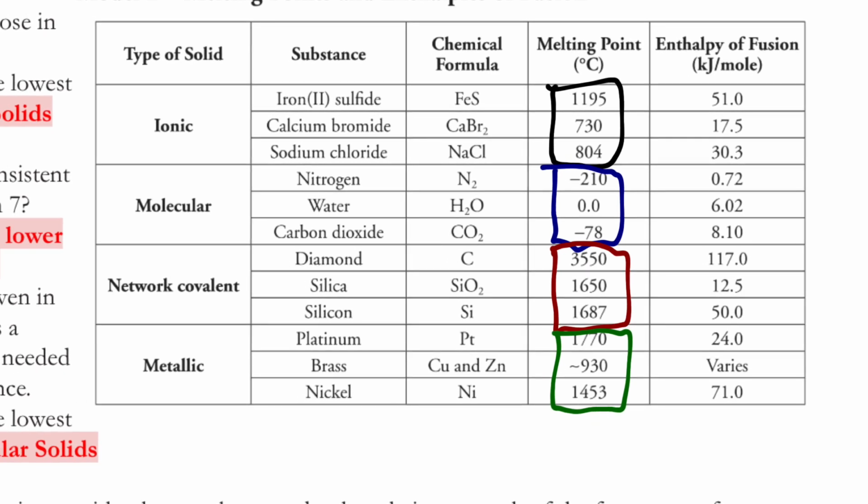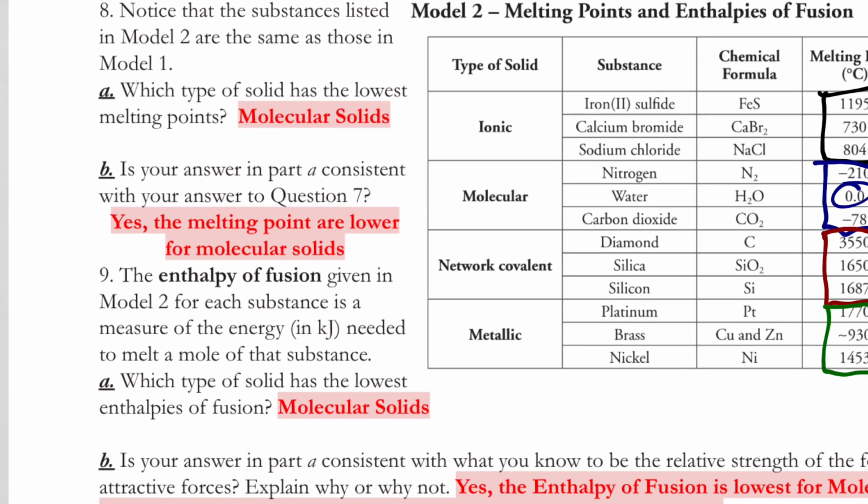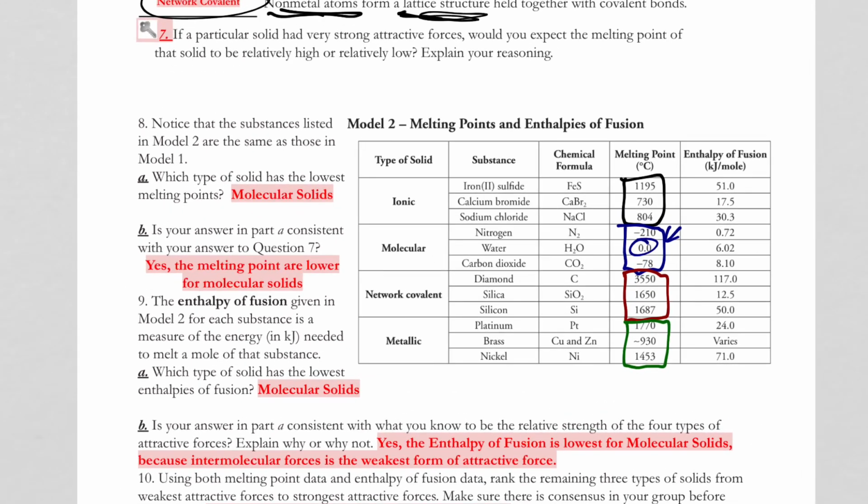I would argue that molecular, in fact, has the lowest. They have two negative numbers and water at 0 degrees Celsius. So it is molecular solids. Is that consistent with this? Yes, because an intermolecular force is not an actual bond. It is considered just to be an attractive force, which is the weakest one.